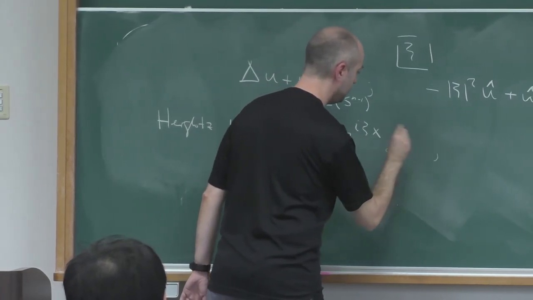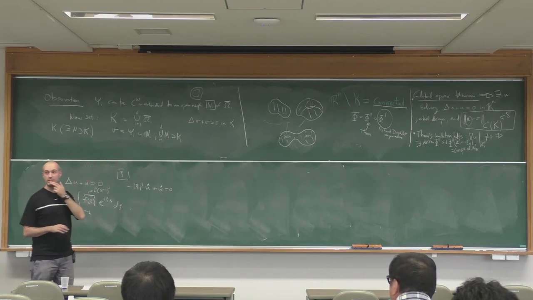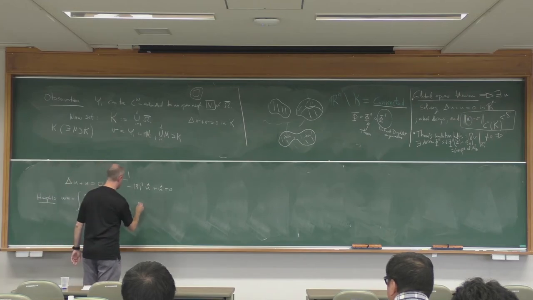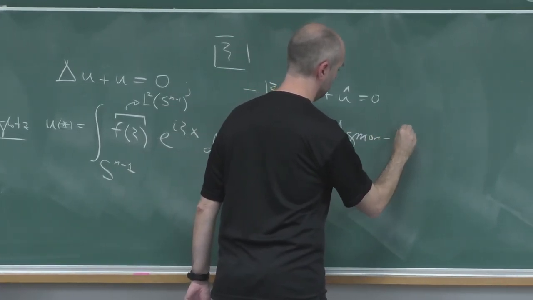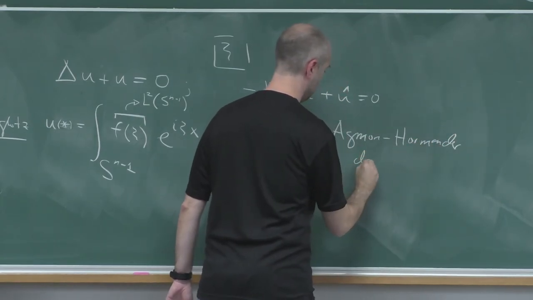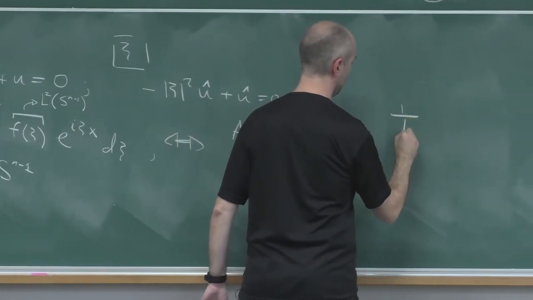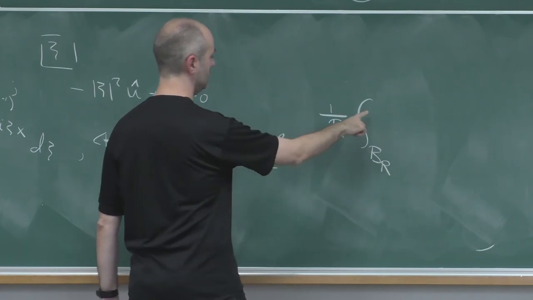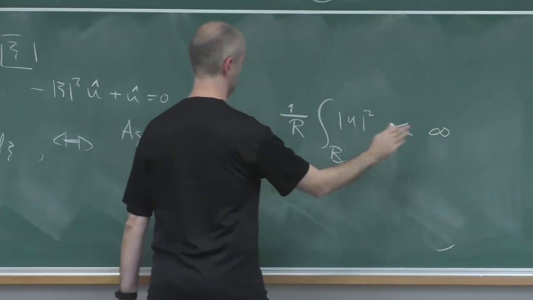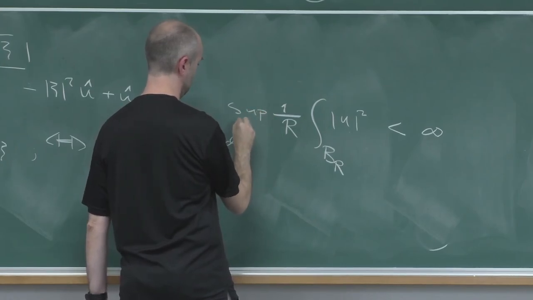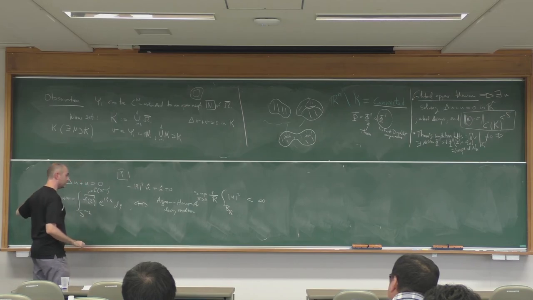But then you can define Herglotz this way, or either you can define it in a different way, or you prove a theorem, which is sometimes called Herglotz's lemma, which says that this is equivalent to the solution satisfying the Agmon-Hormander decay condition, which is not pointwise, but it's something of this type. You integrate over a ball of radius r, divide by r, and you integrate u squared, okay? And this is finite, the supremum. You take the supremum over r, then this is finite, the Agmon-Hormander condition. This is equivalent to this. So any Herglotz solution satisfies Agmon-Hormander.